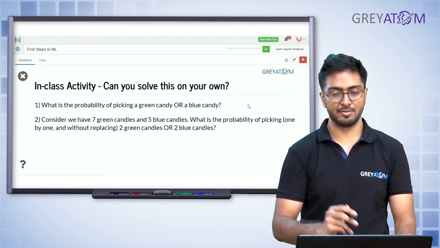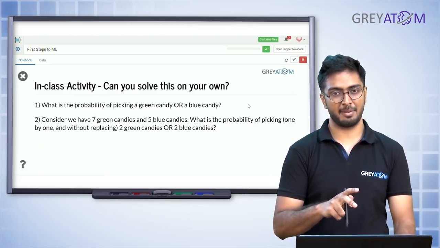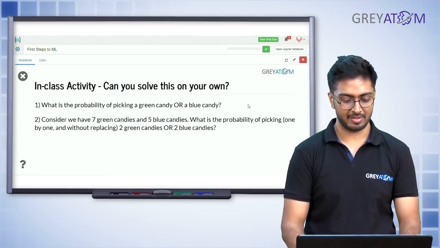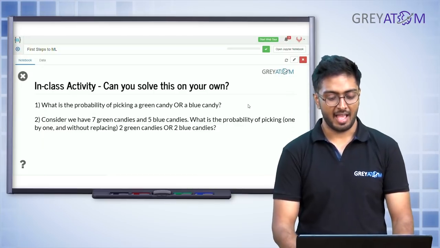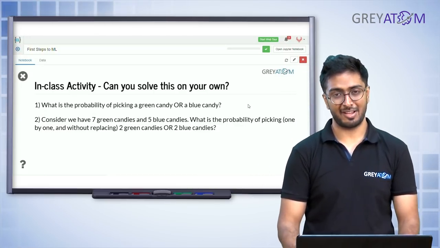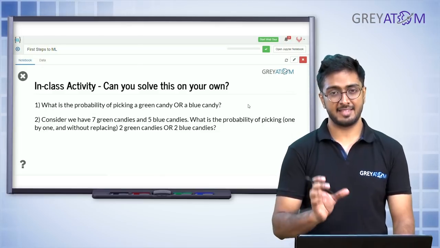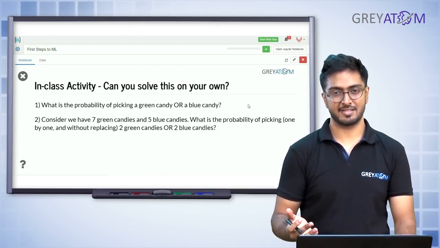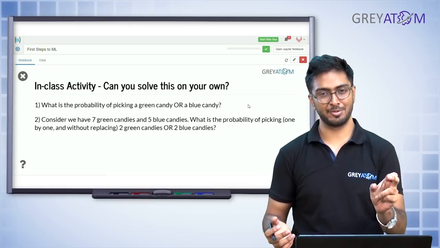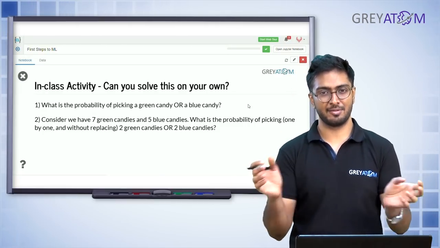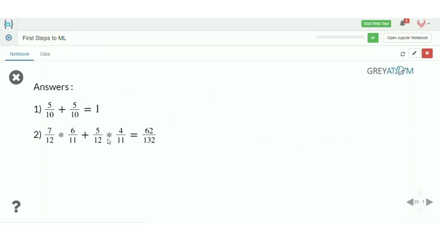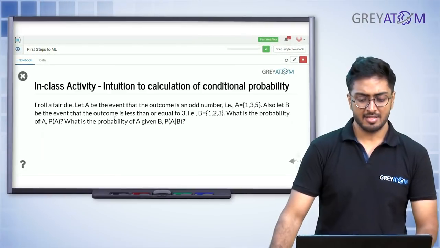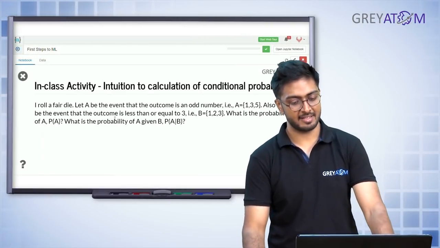So first we calculate 2 green candies, what is their probability. So we know the probabilities of both of them. That is 7 by 12 into 6 by 11, right? And 2 blue candies would be 5 by 12 into 4 by 11. And these are OR. So basically these are mutually exclusive events. It could be 2 green or 2 blue, so there's no way they can overlap. That's perfectly fine, so we just directly add them. And we get that it's 62 by 132. So that's perfectly awesome.